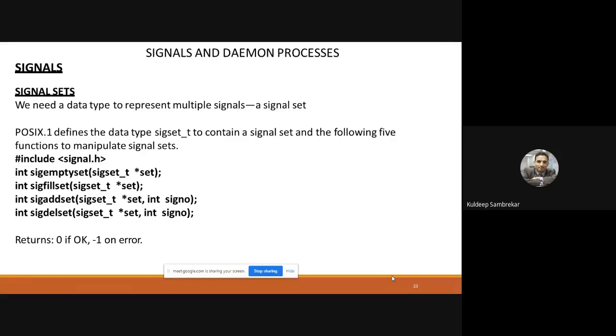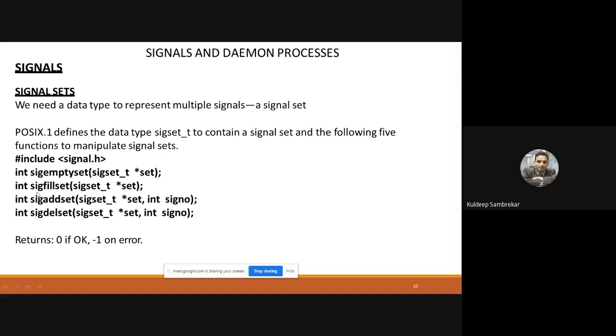To manipulate it, we have 5 functions here. The first one is sigemptyset. What sigemptyset does is it initializes the signal set pointed to by the set so that all signals are excluded. So whichever signals are given in the signal set are excluded during its execution.